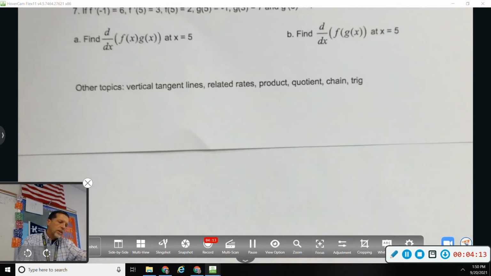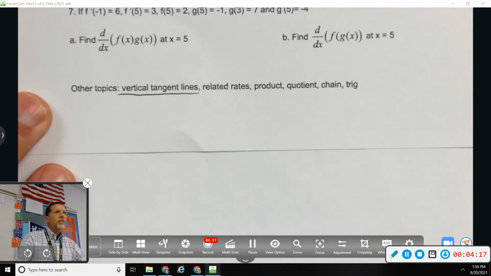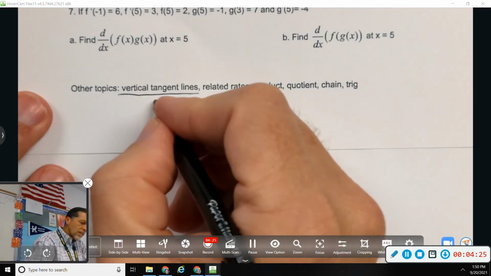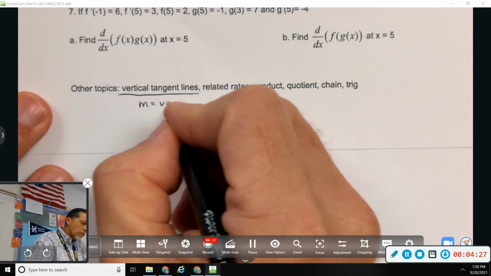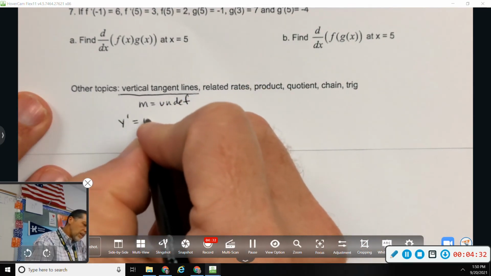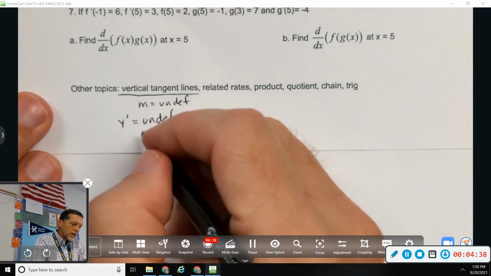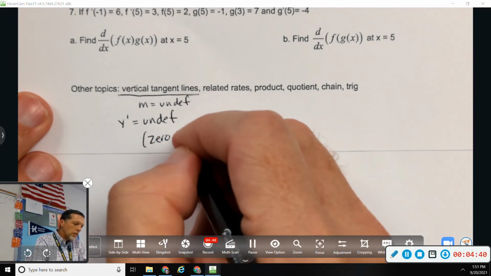Down here at the bottom, other topics, vertical tangent lines. What's a vertical tangent line look like? Yep. And what's going on? What's undefined? Slope is undefined. Of course, that means the derivative is undefined. But how do you get an undefined derivative? 0 on the bottom. 0 in the denominator.